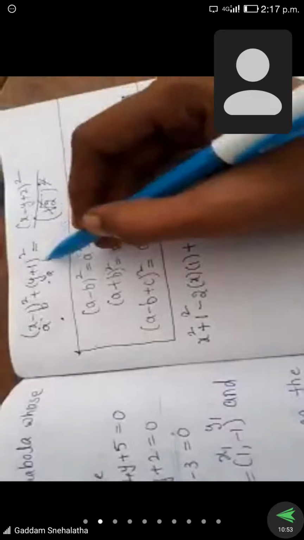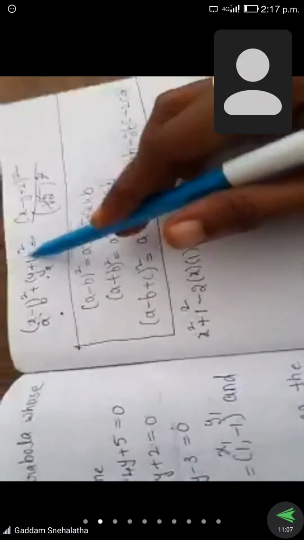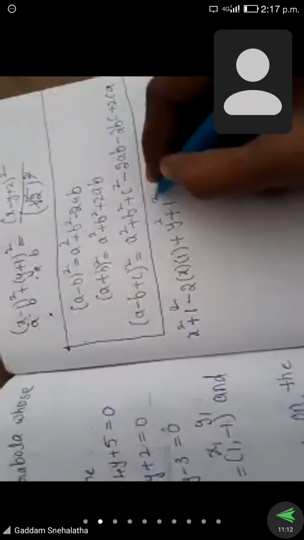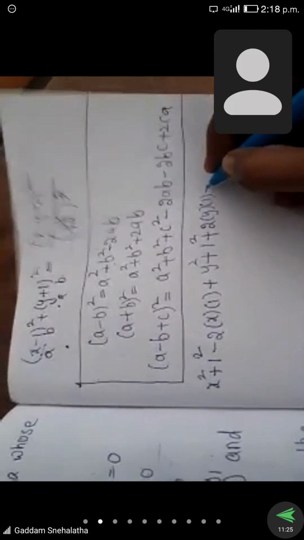Plus, this is in the form of a plus b whole square. So a means y, b is 1. So a plus b whole square expansion is first a square. So a value here is y. So y square plus b square. So b value here I have 1. So b square means 1 square plus 2ab. So 2 into a value is y, b value is 1. So 2 into y into 1. So it is equal to what I have in the numerator.